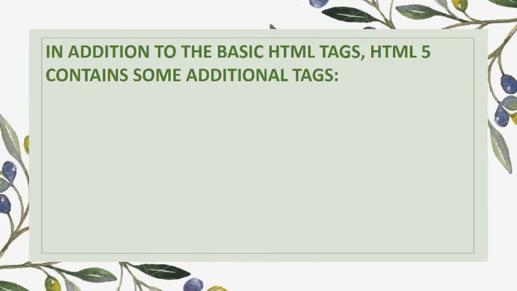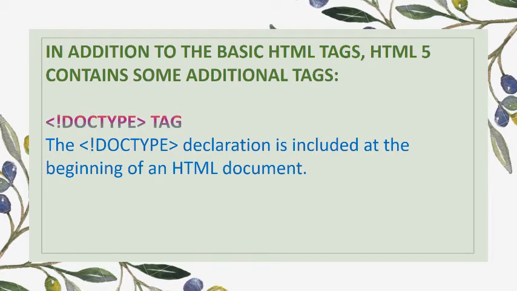In addition to the basic HTML tags, HTML5 contains some additional tags like the doctype tag. The doctype declaration is included at the beginning of an HTML document. This tag gives an instruction to the web browser to indicate what version of HTML is being used in the document. The syntax of the tag is shown here.